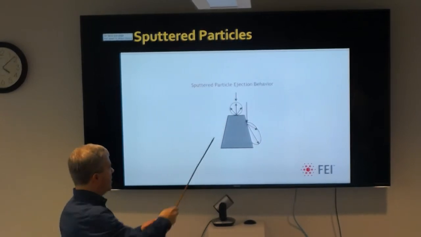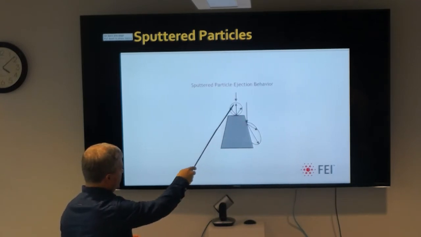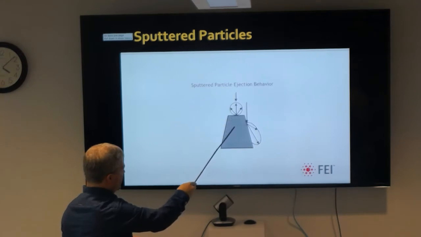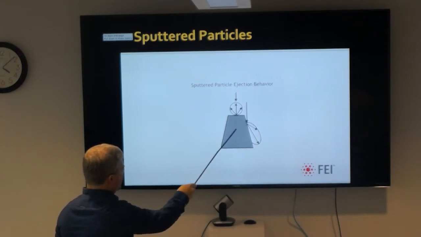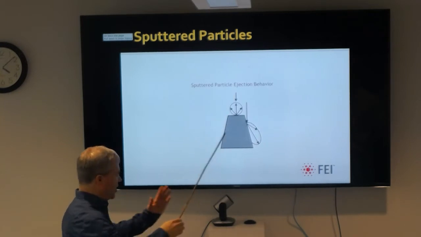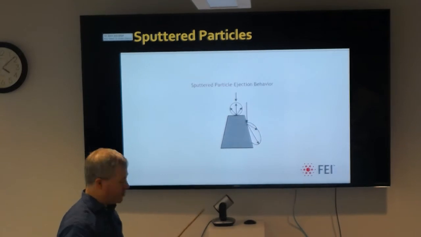And so that can actually limit how deeply you can cut into the sample, because as it cuts a trench here, more and more of the material, as it hits the bottom, instead of coming out of the sample, will deposit on the walls of the trench that it's cutting, so you can only cut so deep.